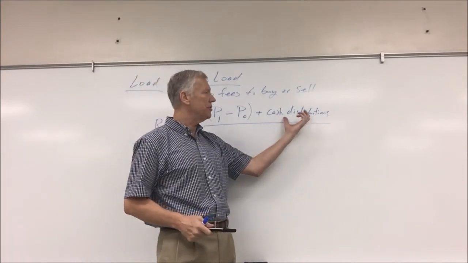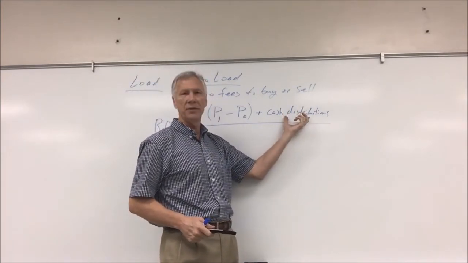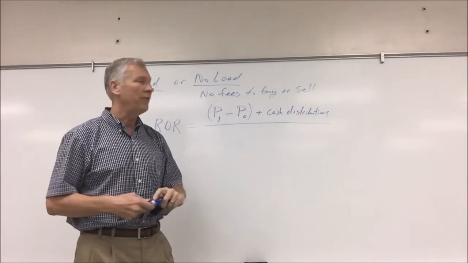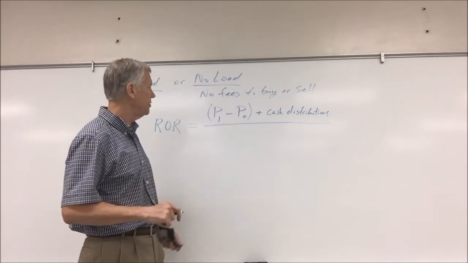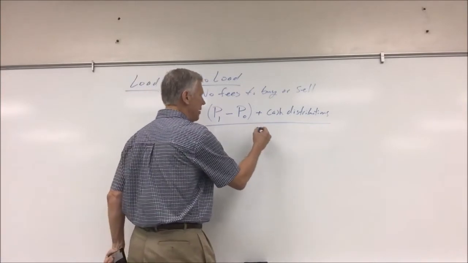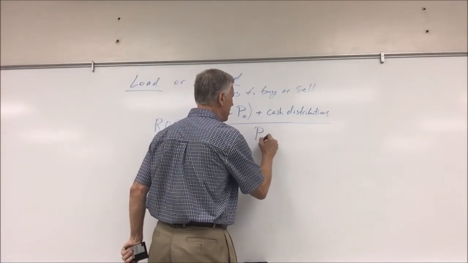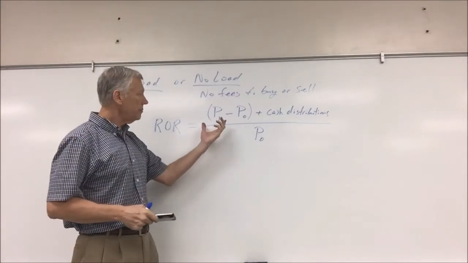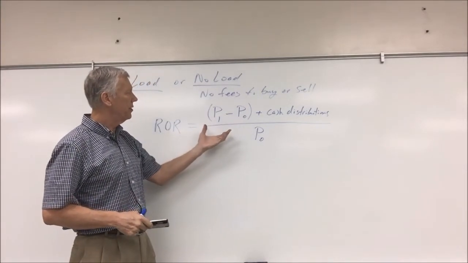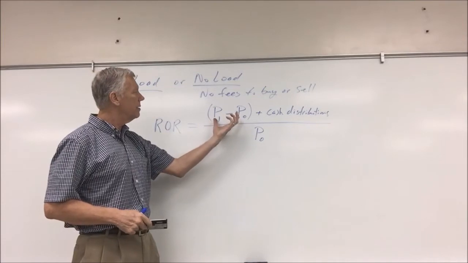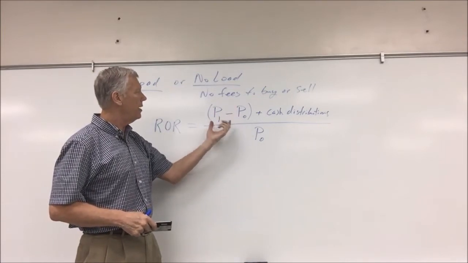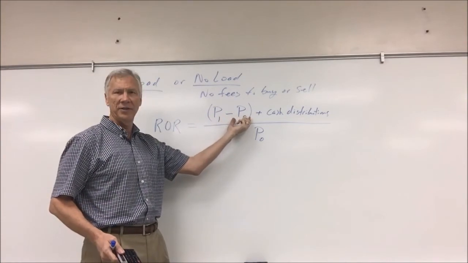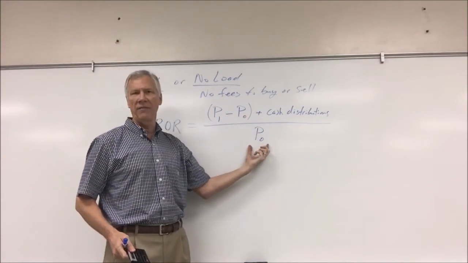So when I'm putting cash distributions here, this could be both dividends and capital gains from sales of underlying securities. And this will be divided through by the price that you pay. So I like to write it in this way. It's a standard rate of return here. If it's an open-end fund, this price 1 would be net asset value 1 minus net asset value 0 divided through by net asset value 0.